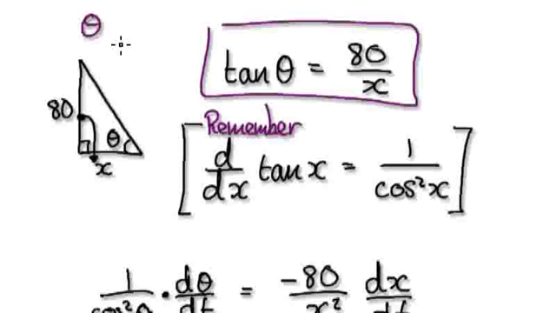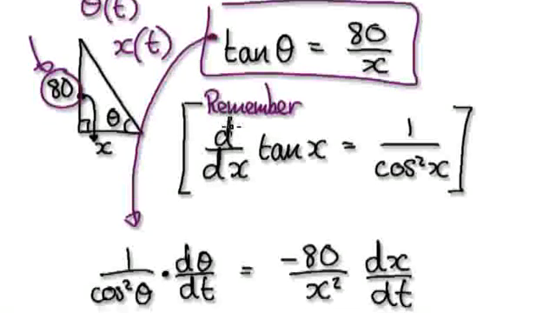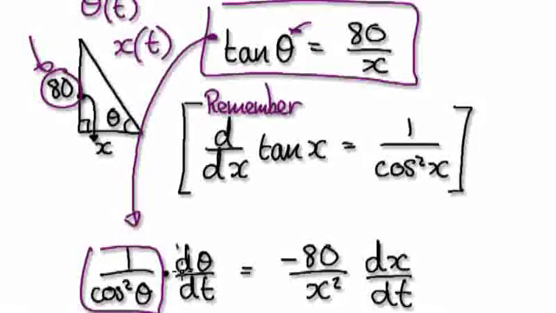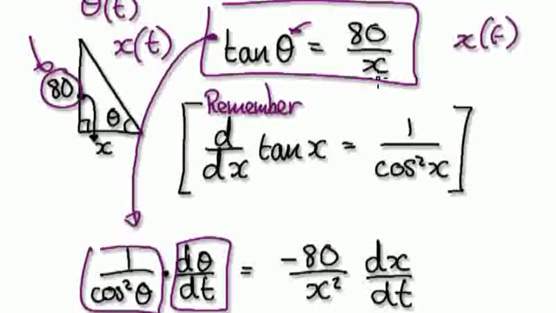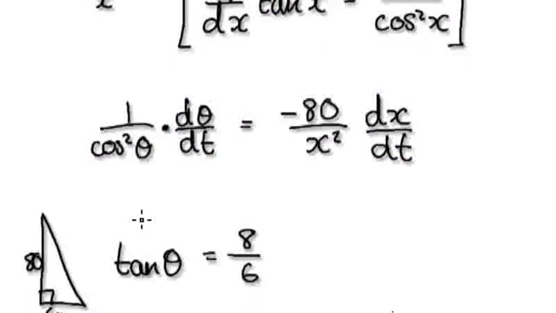Bear in mind that theta is dependent on time, so theta is a function of time. And also, as time goes on, x is also a function of time. You see, this 80 here is a constant. So when you use implicit differentiation, differentiate this, that will then give you this. But because theta is a function of time, you've got to stick this d theta by dt in here. And also because x is a function of time, you've got to stick dx by dt in here. So use implicit differentiation. That will then take you to here.